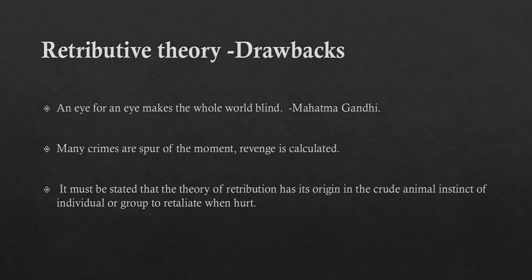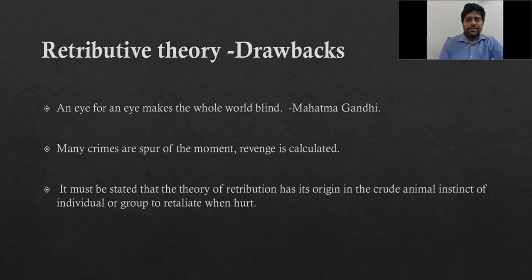It must be stated that the theory of retribution has its origin in the crude animal instinct of an individual or group to retaliate when hurt. When the individual has set it up in his mind that he wants to do a particular thing, and he knows what will happen to him after doing it, and he still does it, then it does not serve the purpose of punishment. Now let's move to the next theory.